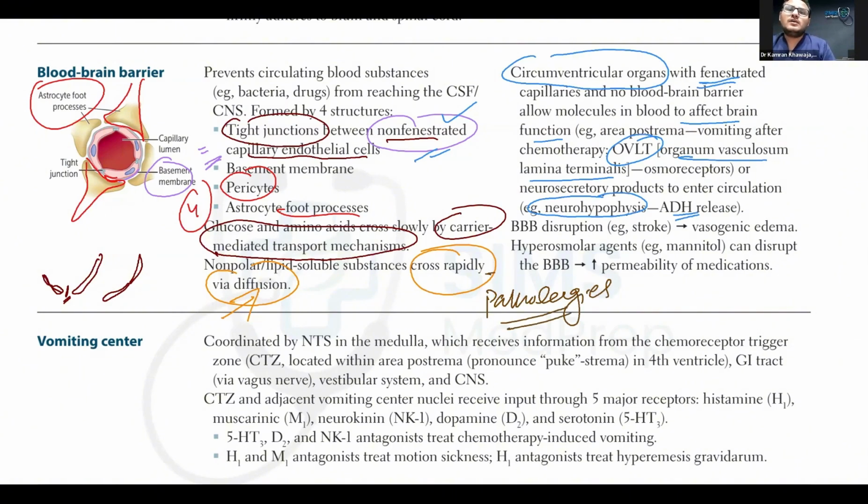One of them is stroke, ischemia. That is one of the most important concepts. Stroke leads to vasogenic edema, and that vasogenic edema breaks the blood-brain barrier. Next is when we give mannitol. A patient presents with increased intracranial pressure due to any cause, or sometimes with a history of brain tumor, and we give mannitol, a drug that decreases intracranial pressure, ICP. This disrupts the blood-brain barrier, and it increases the permeability to medications.